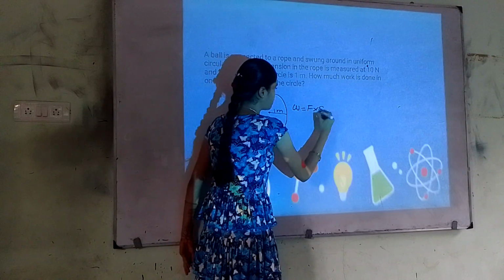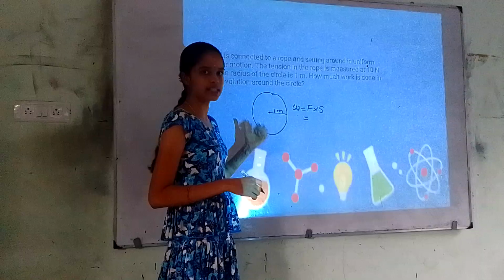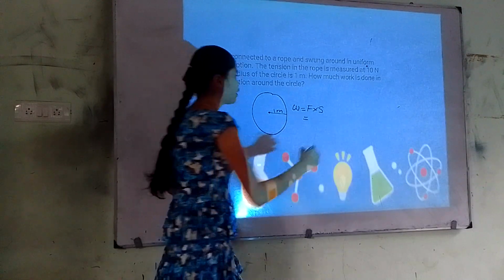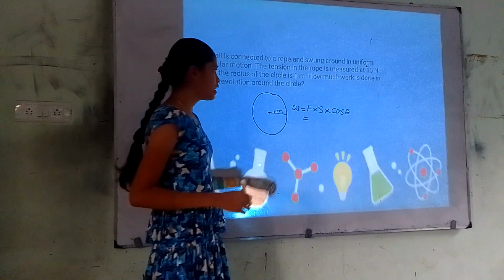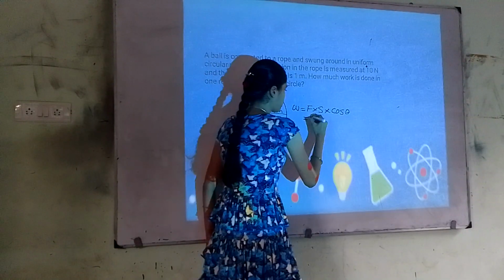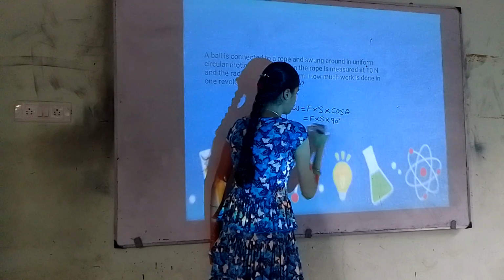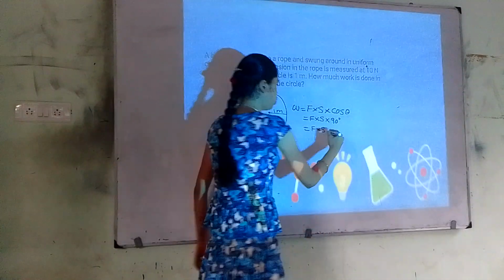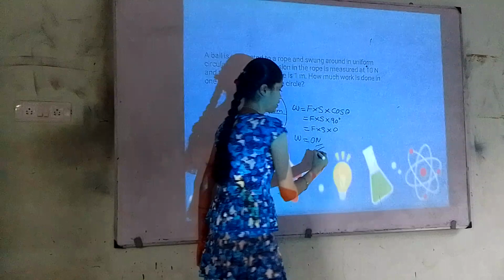Work done is represented by F into S. Here the force will act towards the center, which is known as the centripetal force, and the displacement will be perpendicular to the force. We have to take cos theta in the formula for the work done. Here the angle between the displacement and the rope will be 90 degree. Value of cos theta at 90 degree will be 0. So the final work done will be 0 in this case.